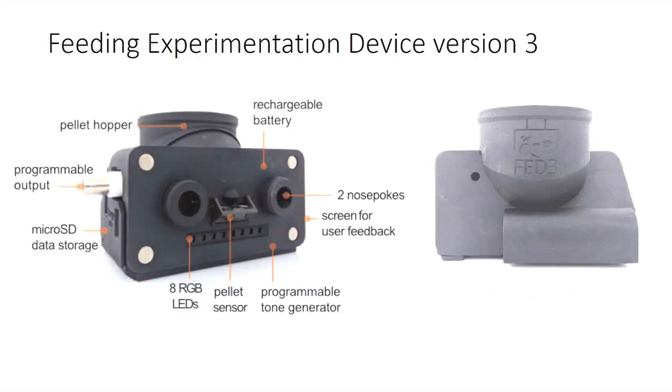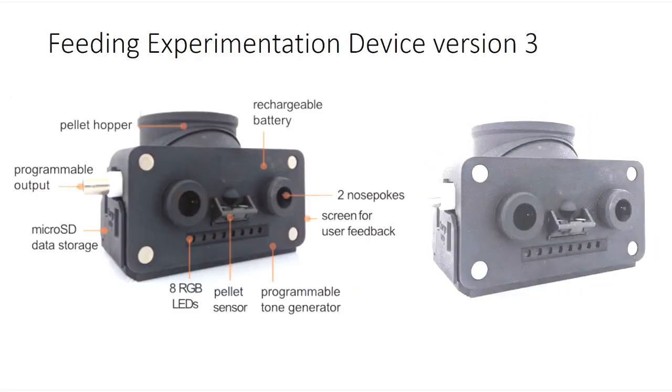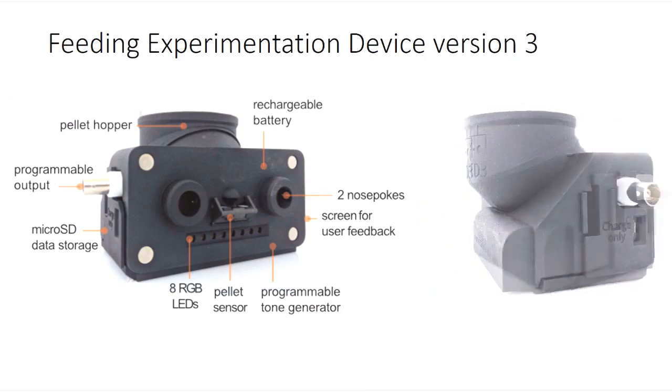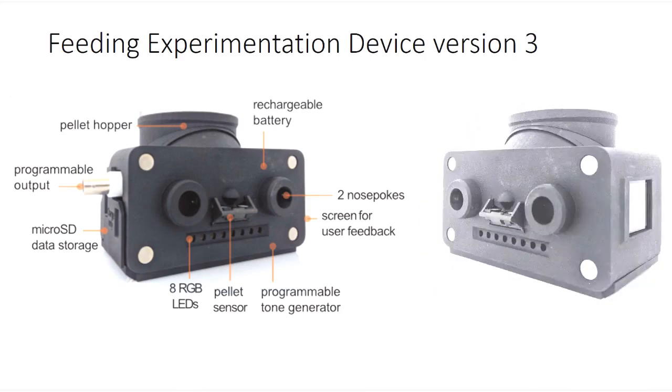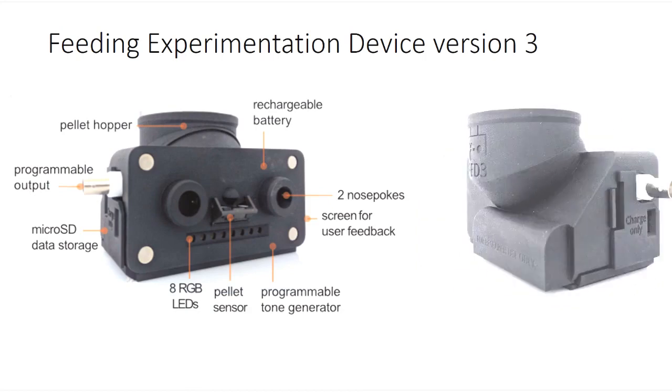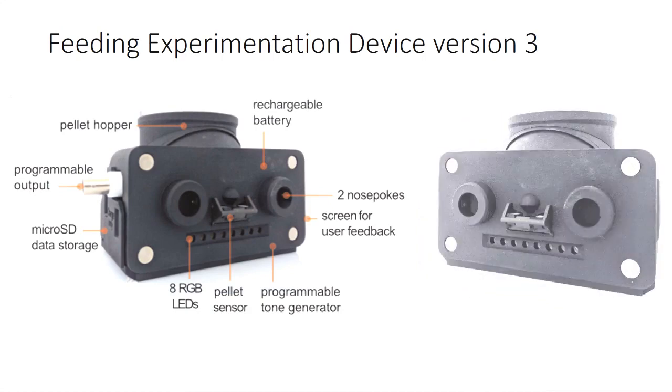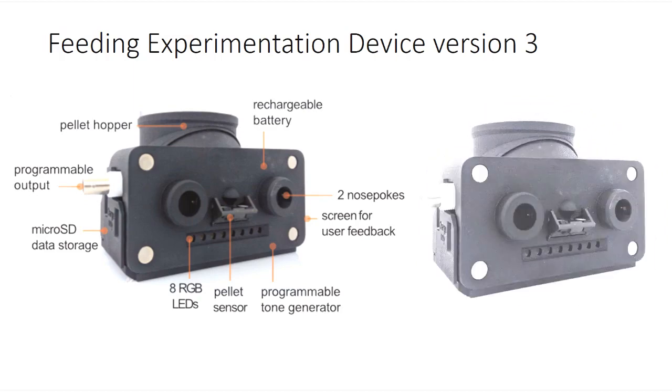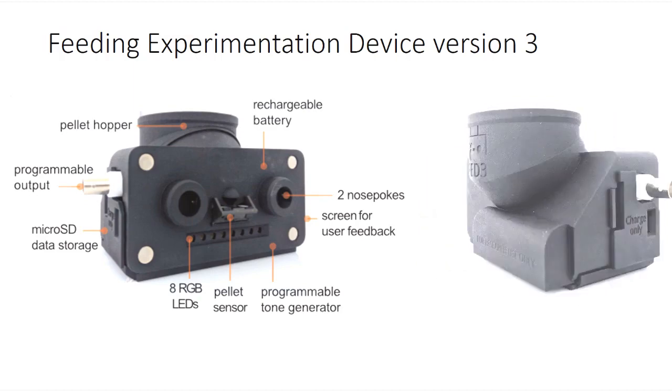FED3 is a wireless device that contains a lot of hardware. I'm showing a summary here. It lasts about a week on a rechargeable battery. It has a built-in pellet dispenser. It has 2 nose pokes for training mice, tones, lights, etc. It was designed to be placed in the home cage for automatically training mice. Put it in the cage and walk away.